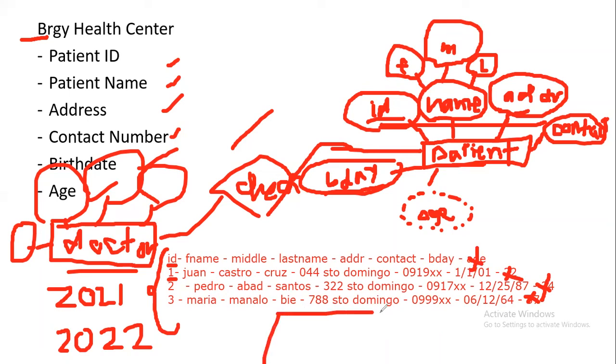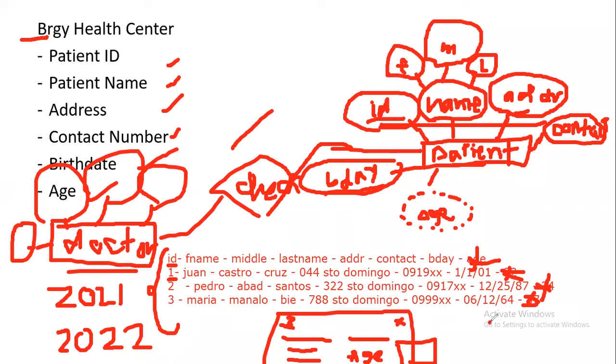i-retrieve mo, i-display mo yung information niya dun sa form. So, ilabas mo yung ID number, yung name, yung address, yung contact number, yung birthday, para mapakita mo yung age. Kung wala man siya sa database, hindi siya nakasave, what will you do? You get the year to date and yung birthday niya.